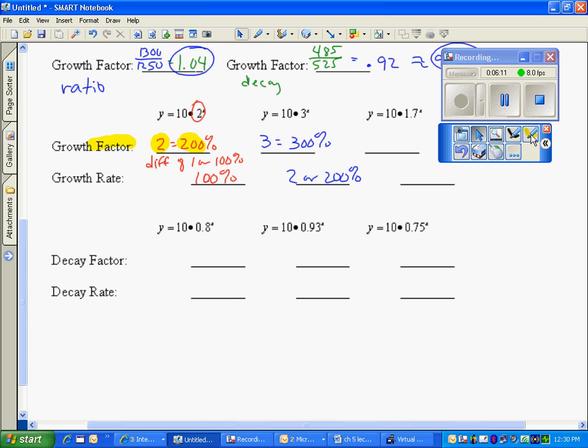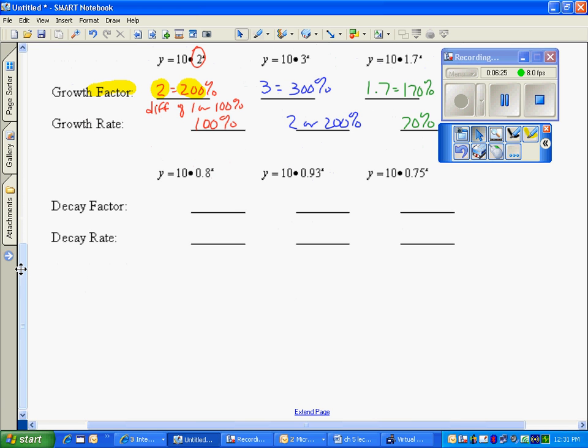When I'm decaying, my decay factor is my multiplier. So my multiplier is 0.8, or 80%. It's less than 1. So I'm keeping 80%. If I multiply 100 by 80%, I have 80. So how many did I lose? I lost 20%. There's a difference of 1. So if I have 80% and I'm taking off that 1 or 100%, there is my rate.